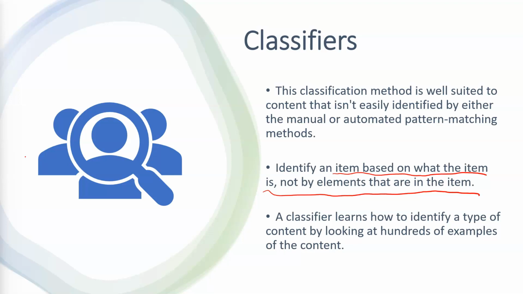Now, a question which might come to your mind is how a classifier learns to identify. A classifier learns to identify a type of content by looking at hundreds of examples of the content you are interested in classifying. So it means you have to provide some input to the solution so that it can start learning, and it creates a classifier based on it.